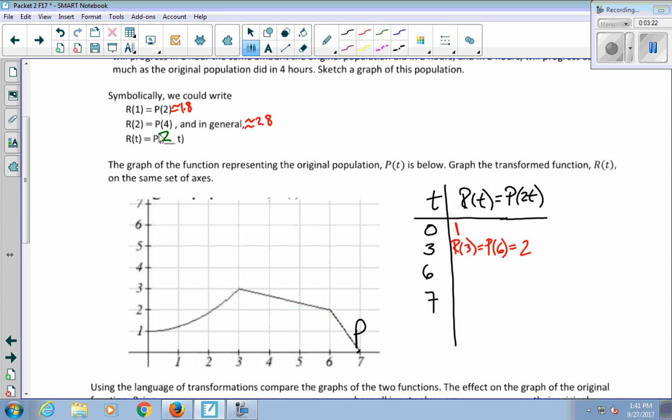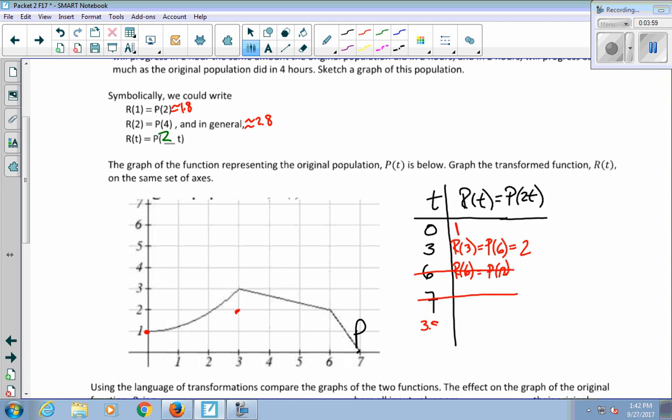Now, when t is 6, I want to know R of 6, the R value at 6. That's P of 12. And 12, I don't know, there is no P of 12. So 6 and 7 I can't figure out, right? They just don't exist. So what can I do here? Okay, so I can't do this one or this one because I don't have P values big enough. So what I could do though is the halves of those. I already did the 3, but what if I did 3.5?